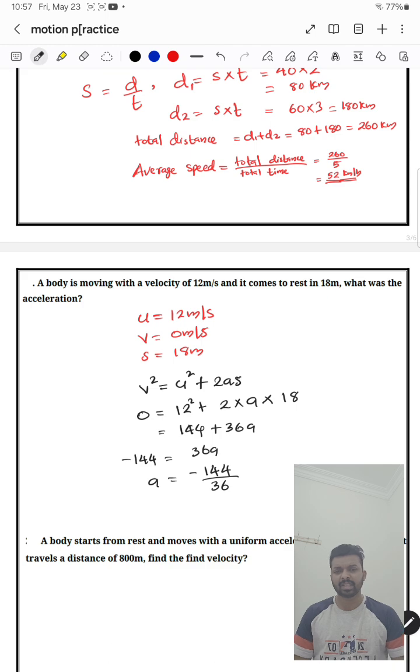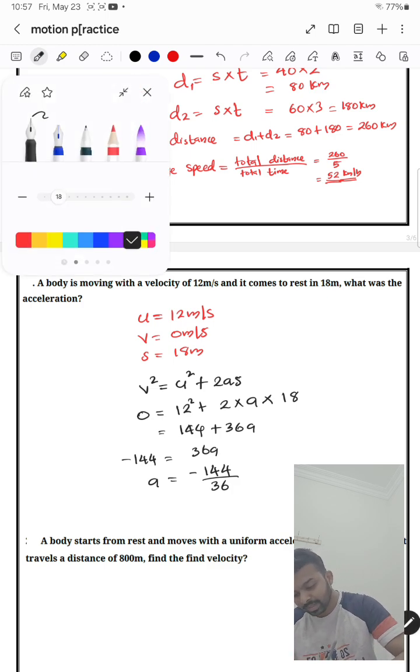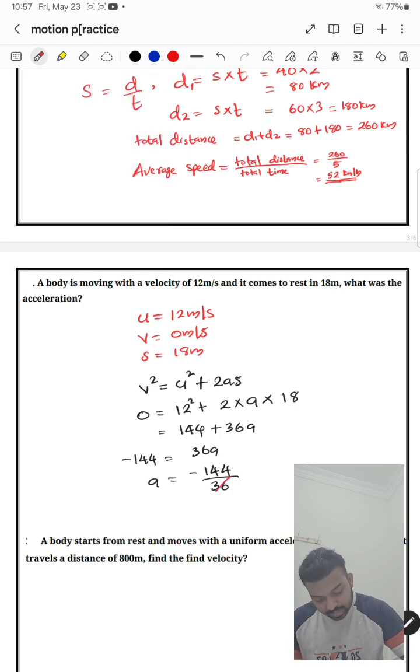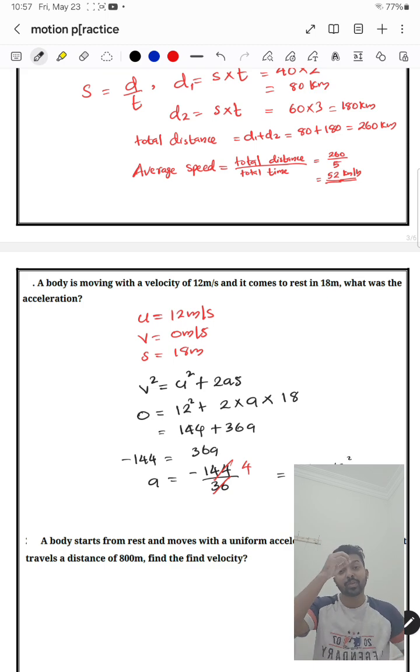36 plus 36 is how much? 72, isn't it? And 72 plus 72 is 144. So you can cancel these two values. It will be 4. So it will be minus 4 meter per second square. Did I tell you before itself, the answer should become negative? Okay, so going on to the next question.